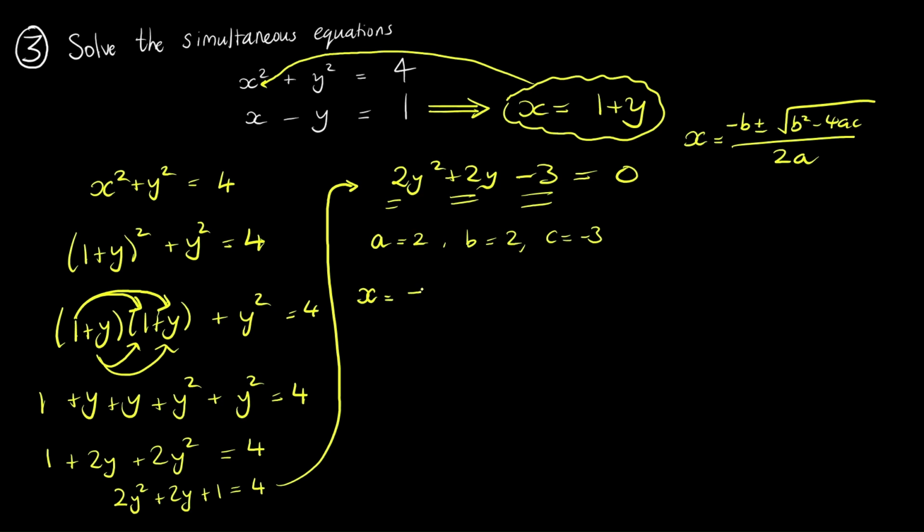So minus b is going to be minus 2, plus or minus the square root of b squared, minus 4 times 2 times minus 3. Do put everything in brackets just to be safe, all over 2 times 2. So we put that into a calculator and get our values. We're going to get two values. We're going to get one where we put the minus in front of the square root, and one where we put a plus in front of the square root.